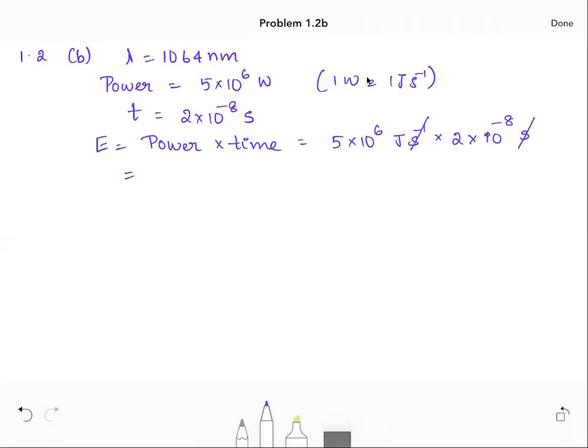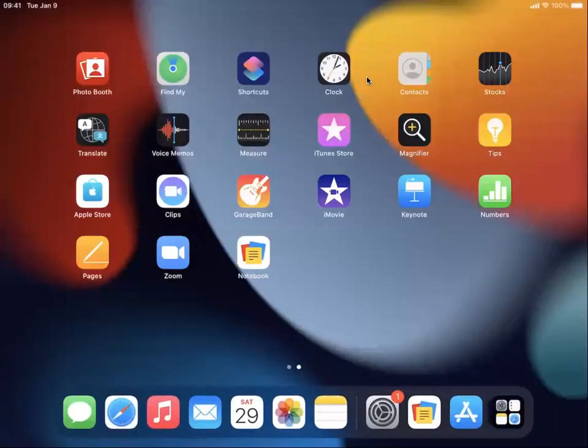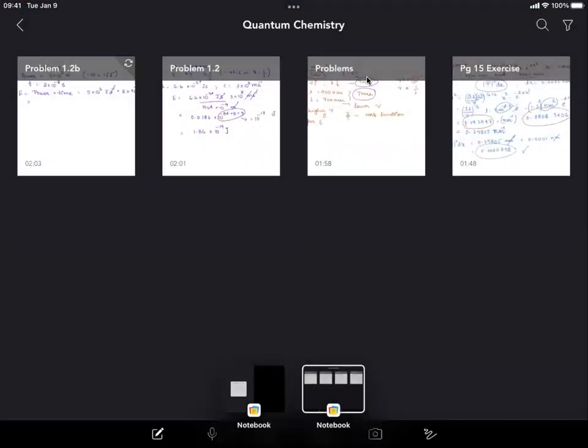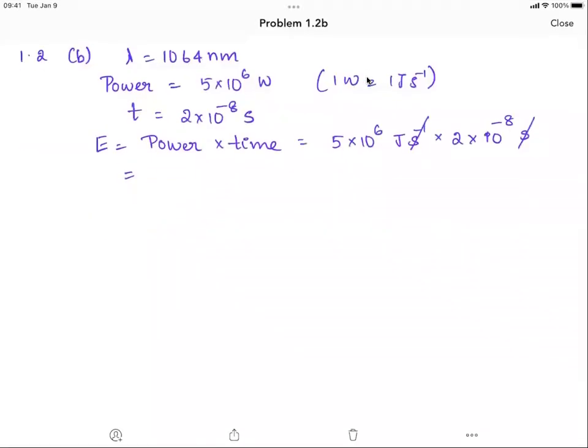So I guess we get 0.1 joule. So that would be the total energy. And we are asked to find the number of photons that are emitted in this pulse.